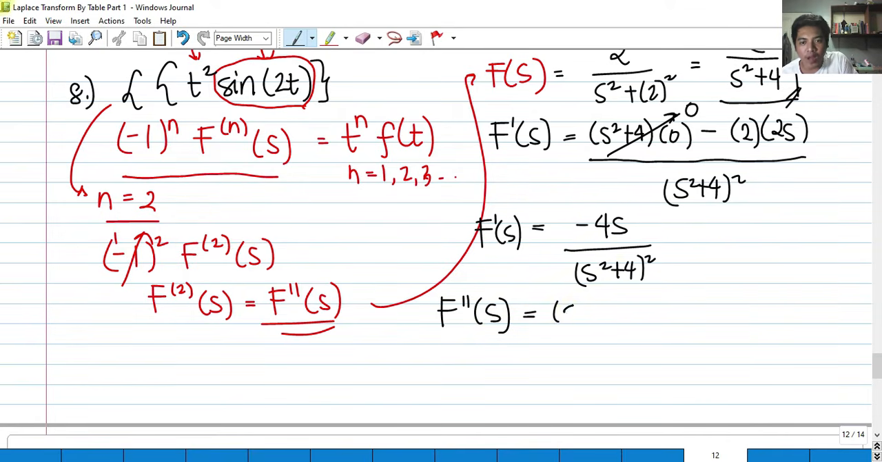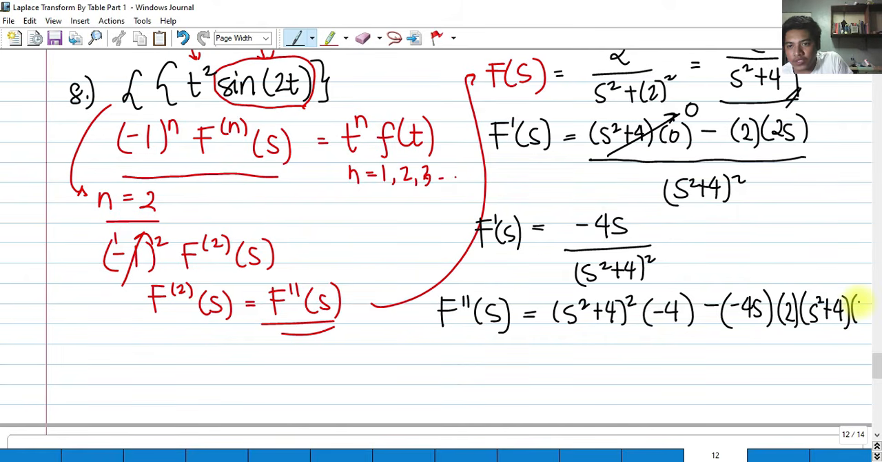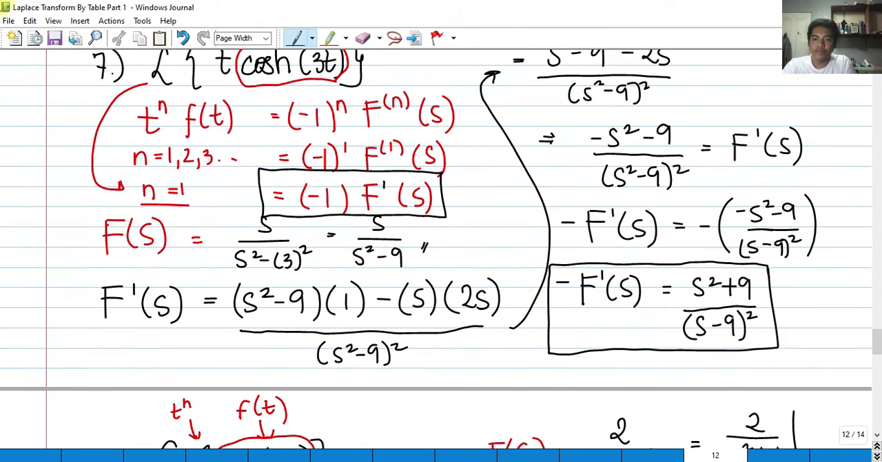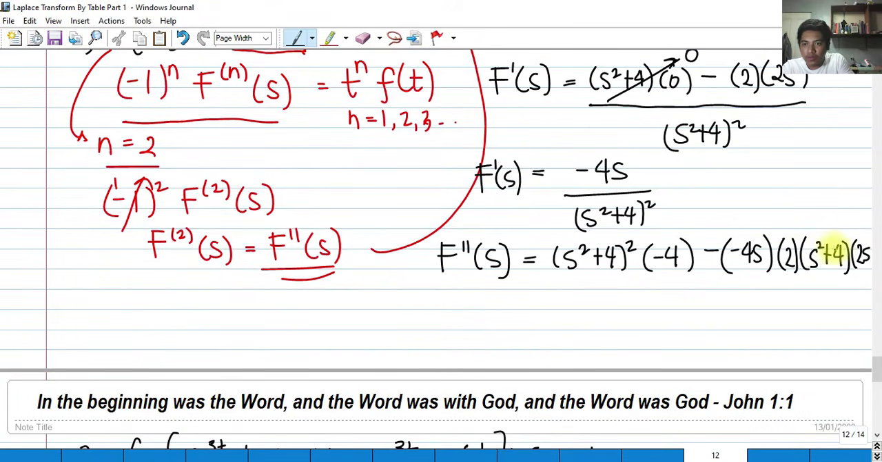Upon differentiating, we need to copy the denominator. Low d high, differentiate the numerator, that is negative 4, minus high, copy the numerator, negative 4, along with its sign, and differentiate the denominator. That would be 2 multiplied by s squared plus 4 times 2s. We use the chain rule here. I hope you can still see. Over s squared plus 4, squared again. If we square this, that becomes 4.